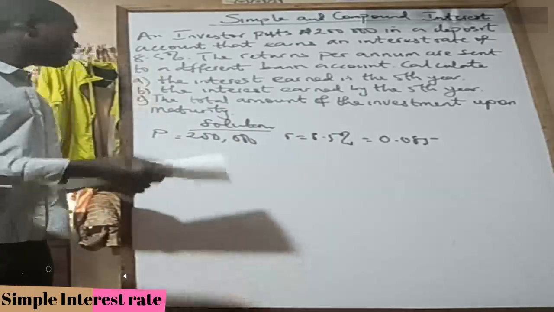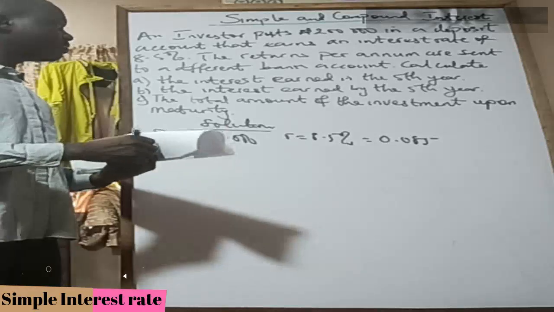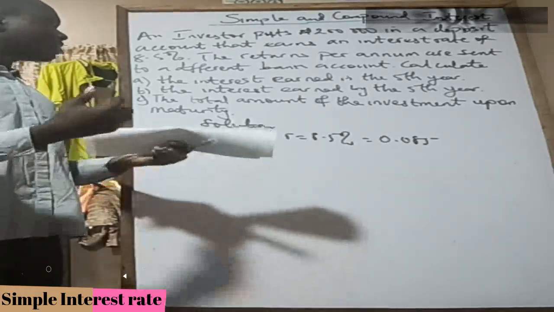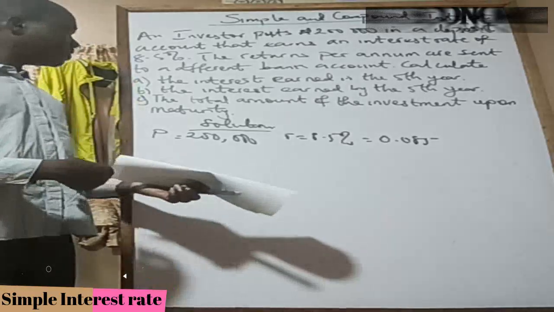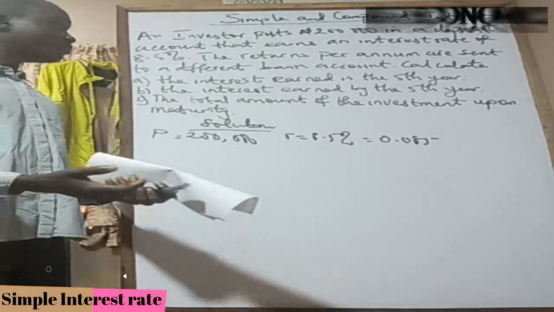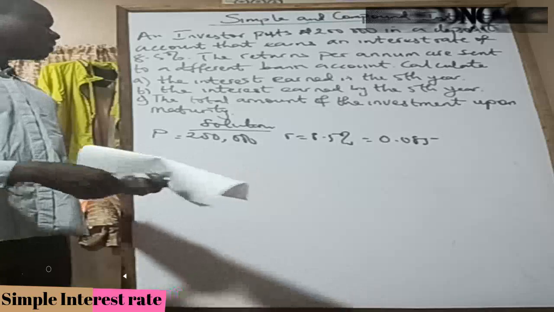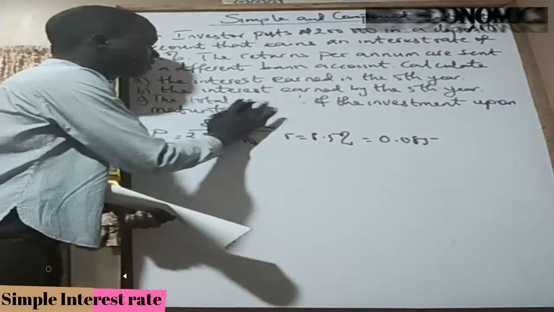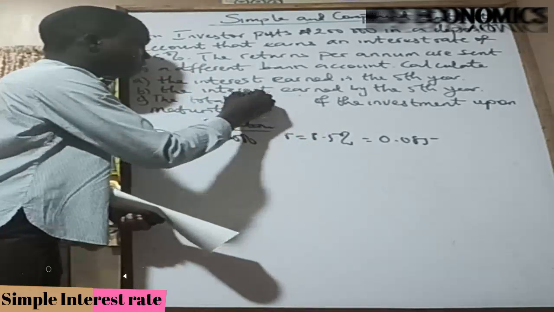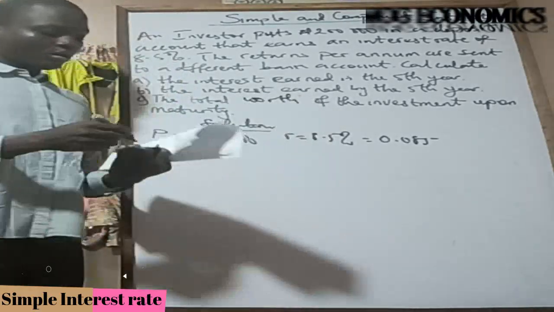So here it now says, A, calculate the interest earned in the 5th year, and B, calculate the interest earned by the 5th year. So we are playing with prepositions now. And then C says calculate the total worth of the investment upon maturity.